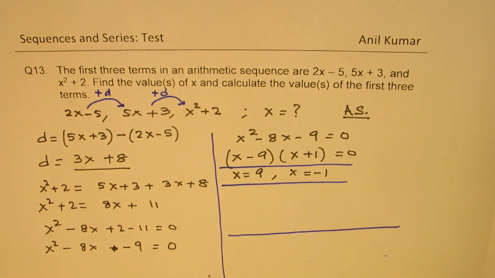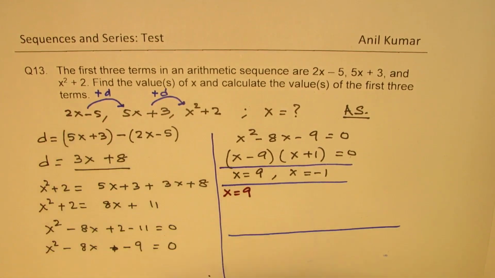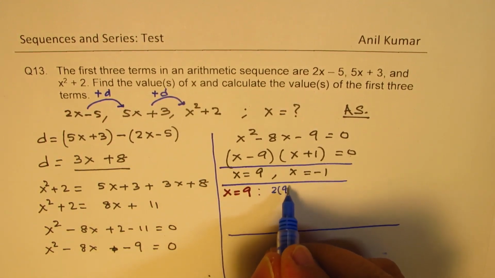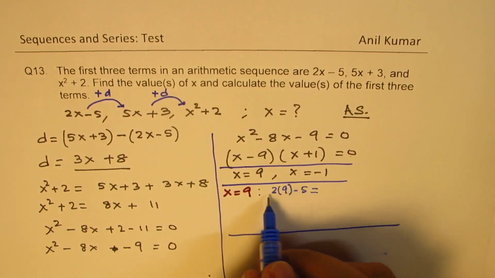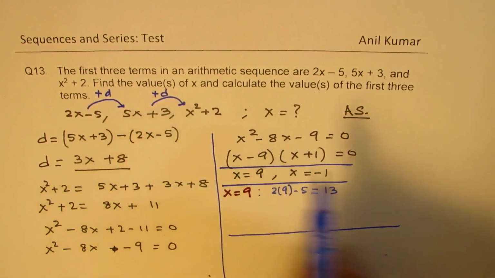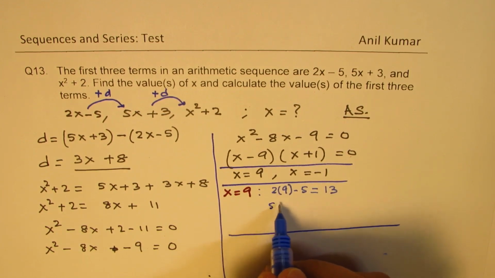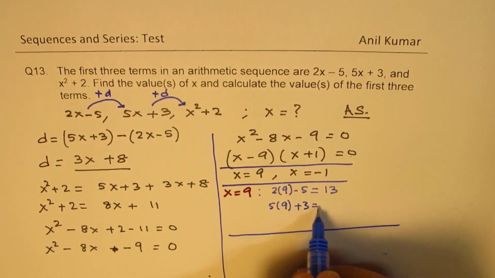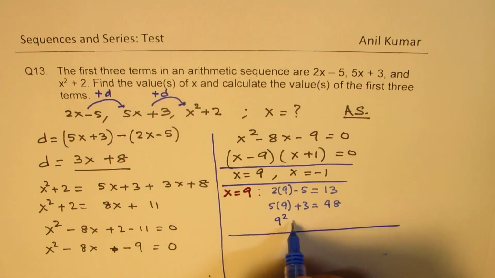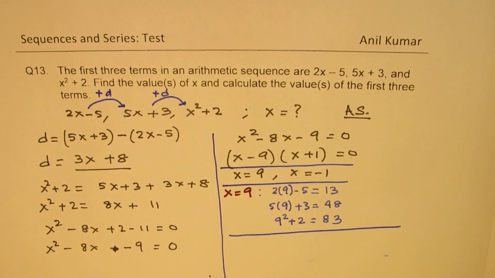So let's write down the first series for x equals, let's say, 9, right? So if I use 9 here, what do I get? My terms will be 2 times 9 minus 5, which is 18 minus 5, which is 13, correct? And the next term will be 5 times 9 plus 3, which is 45 plus 3, which is 48. And then we have 9 squared plus 2. 81 plus 2 is 83, right? So that becomes the first three terms.